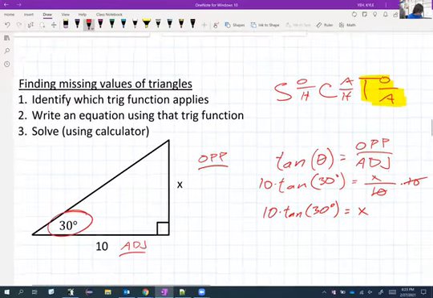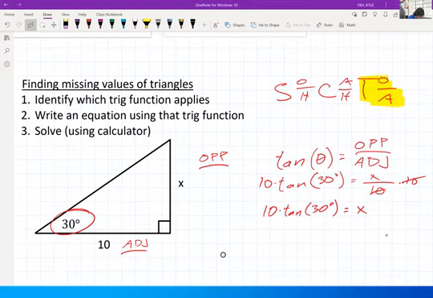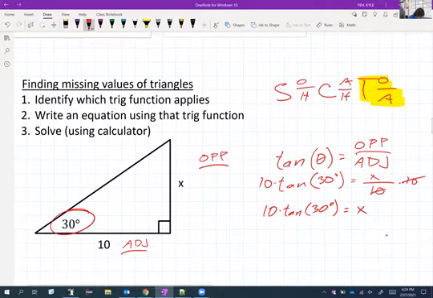That's why we grabbed our calculators. 10 tangent of 30 degrees, 5.77-ish. In this class, we keep 4 decimal points, rounding to the 4th decimal point for precision. And so x, we will say, is 5.7735 in this problem. X equals 5.7735.